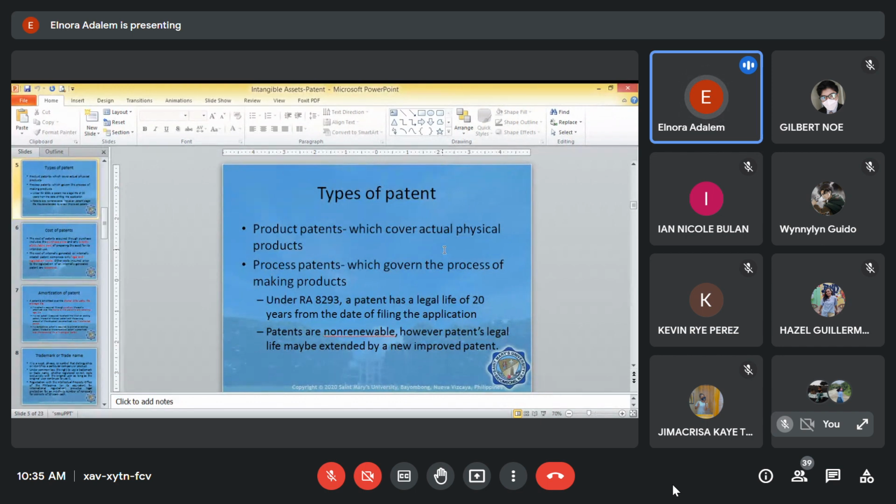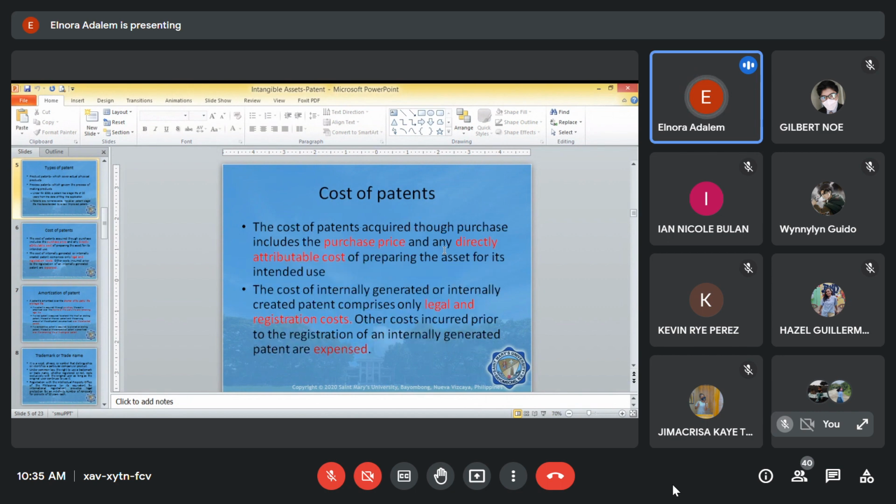Under Republic Act 8293, the legal life of a patent is 20 years. So if you are not provided the useful life, you simply use the legal life. But you have to amortize it. The rule is you have to amortize the intangible asset over the useful life or legal life, whichever is shorter. So you simply choose the shorter year between the legal life and useful life. Patents are non-renewable. Therefore, they are to be amortized over either the legal life or useful life, whichever is shorter.